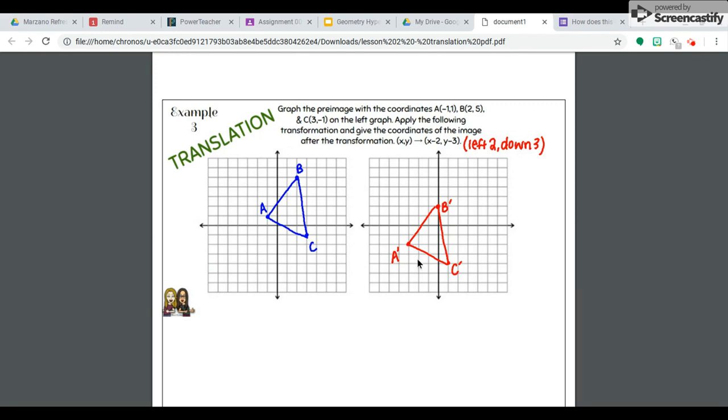So just like example 2, we're going to apply those operations to each of our vertices. Subtract 2 from our x's, subtract 3 from our y's, which means we go left 2, down 3.